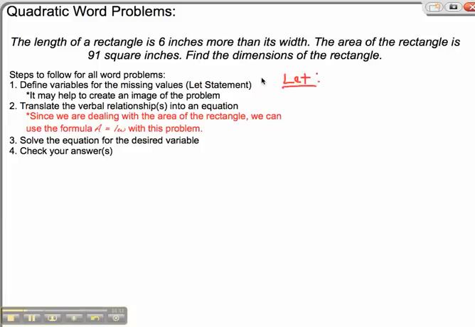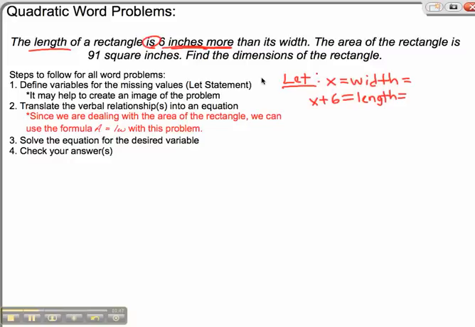and we have to choose a variable here to represent one of the 2 dimensions. In this case, I see the length is 6 inches more than its width. So the length of the rectangle is based on the width. Therefore, I can let the letter x represent the width. And since the length of a rectangle is 6 inches more than the width, if I take x and add 6, I get the length. And at the end of the problem, I'll go back and substitute in for these values.